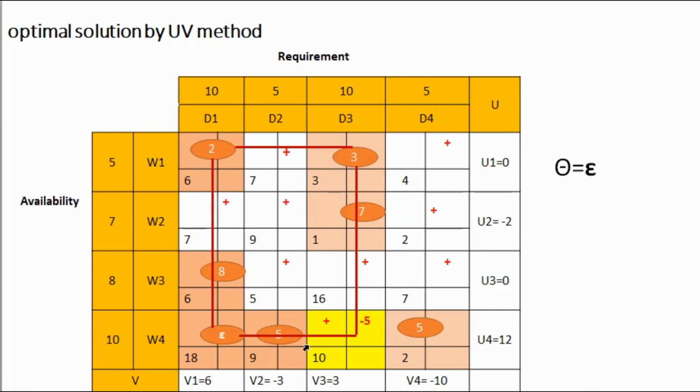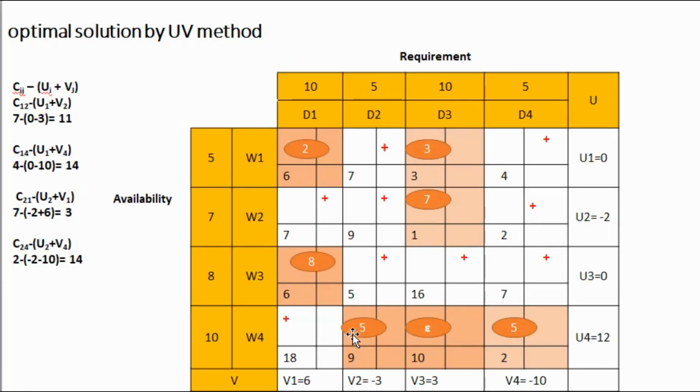Now by adding epsilon and subtracting epsilon from the allotted elements, the rearrangement I will have is 2, 3, 7, epsilon, 5 and 8. You can notice that epsilon has moved from this particular cell to this particular cell. It's not going to have any other effect other than that. Now again we have to recalculate the u's and v's.